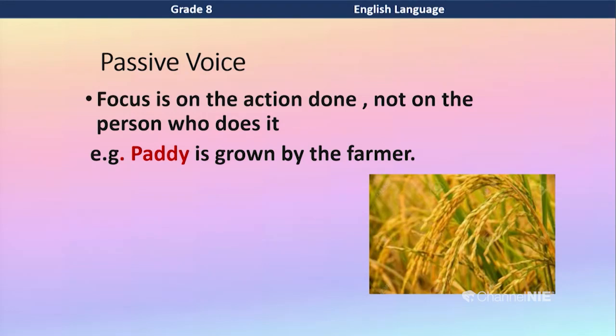What happens in the passive is the other way. What happens there, Miss? There the main focus is the object. Yes, the object. So, the action done. What is grown by the farmer? We don't mind the farmer, but we focus on his action, what is done by him. He has grown paddy. So, paddy is grown by the farmer.